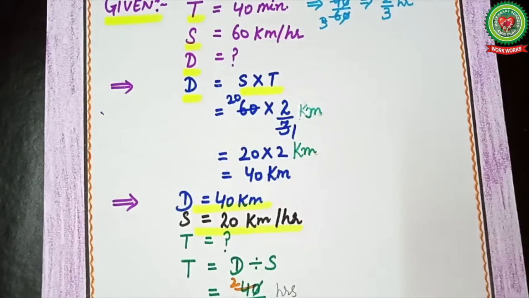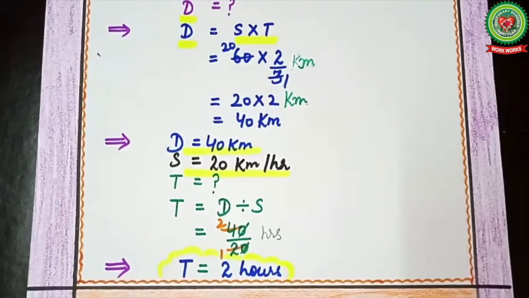Alright. So now what we will do, we will write here distance is equal to 40 kilometer and speed is equal to 20 kilometer per hour, and we need to find the time. For time, we have a formula that is d divided by s, that means d upon s, that is distance upon speed. So distance is 40 and speed is 20 kilometer per hour. So that means the unit for time will be hours. So 0 0 will be cut, 2 1s are 2, 2 2s are 4. So the time will be equal to 2 hours, right? So we got our answer.